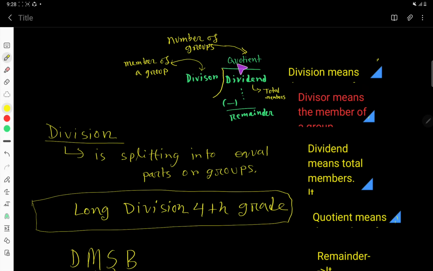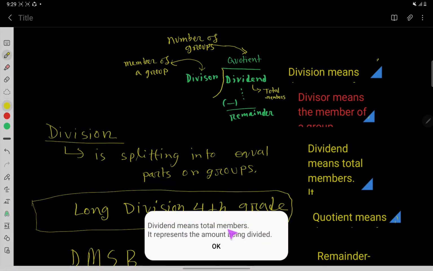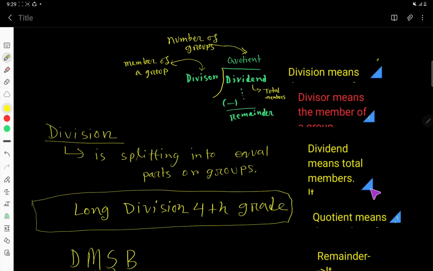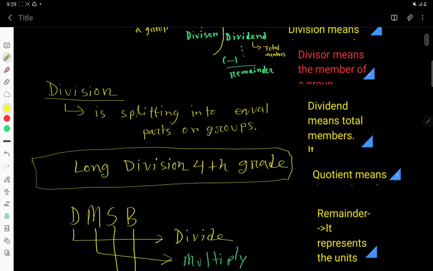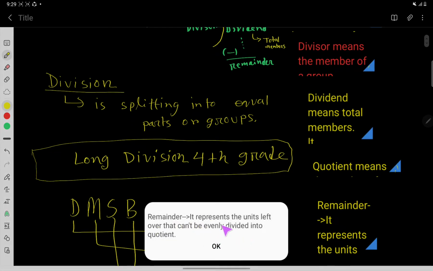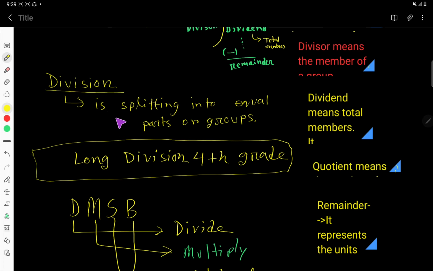Quotient means our result, and how many groups you can form, that is the number of groups, and divisor means members of a group. This dividend means total members, it represents the amount being divided. Then quotient means the number of groups you can make, it represents the answer. Sometimes we'll have a remainder. Remainder represents the units leftover that cannot be evenly divided. So division is splitting into equal parts or groups.